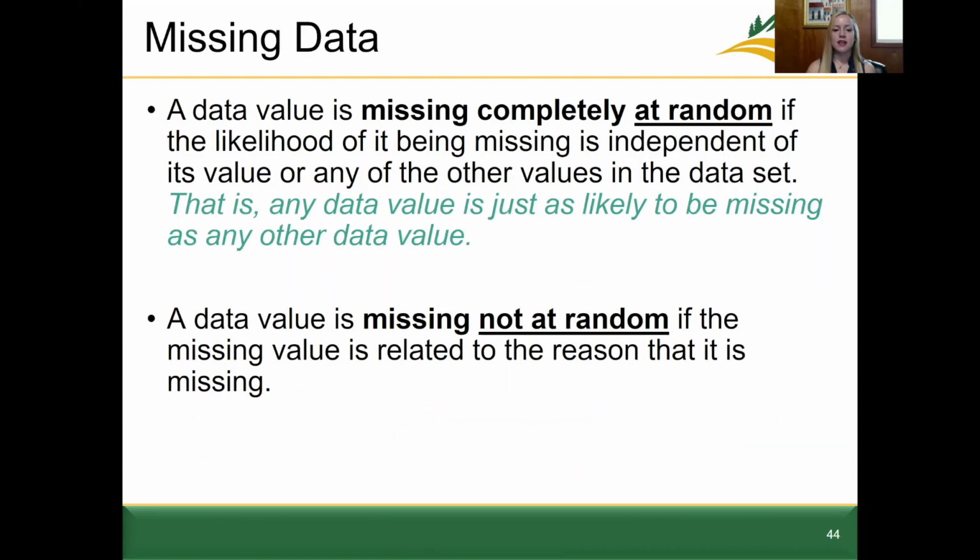Okay, so another set of terminology here is the idea of missing data. A data value is missing completely at random if the likelihood of it being missing is independent of its value or any of the other values in the data set. So one data point is missing, it's just a random one. It wouldn't impact, hopefully, what conclusions we're making from that data. There are also data values that can be missing that are not at random. That's if the missing value is related to the reason that it's missing. Ideally we don't have any biases in our data. If a value is missing, hopefully it's at random and it's not something that we're intentionally trying to leave out of our data set.